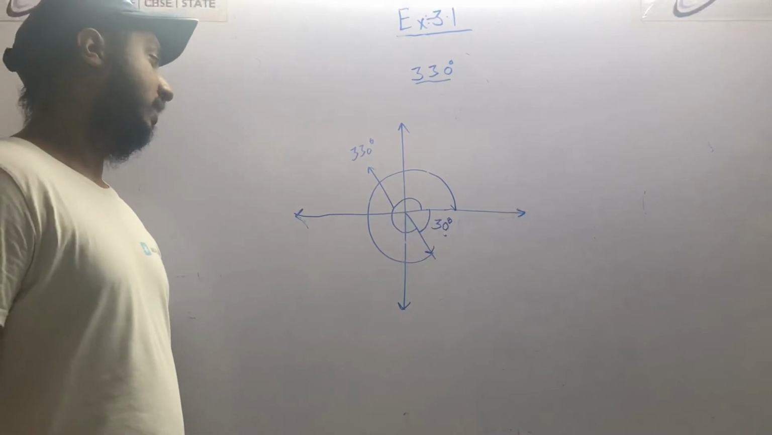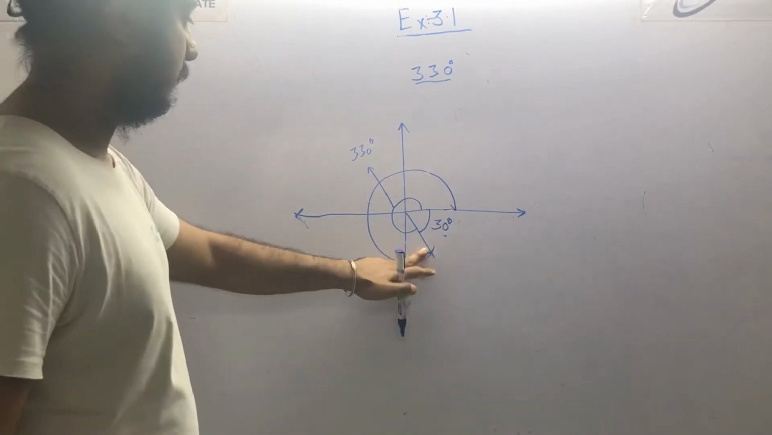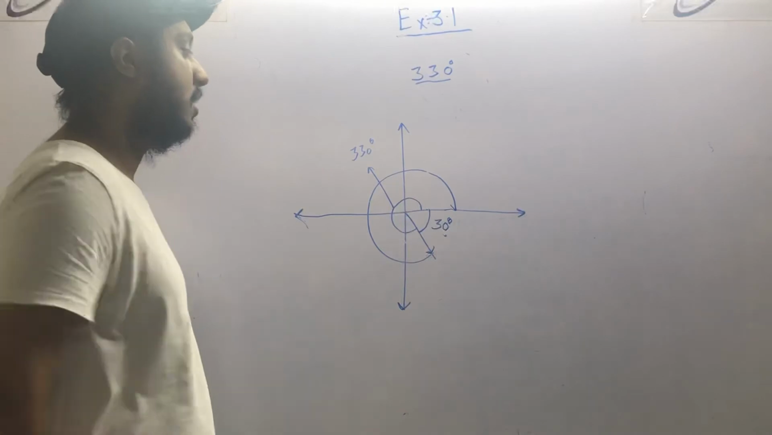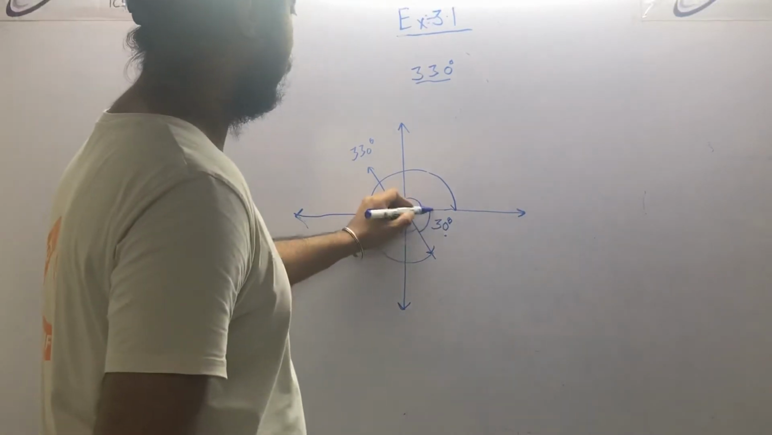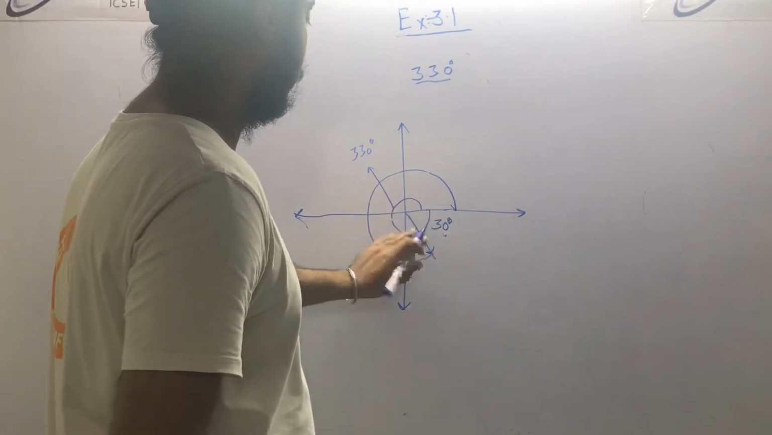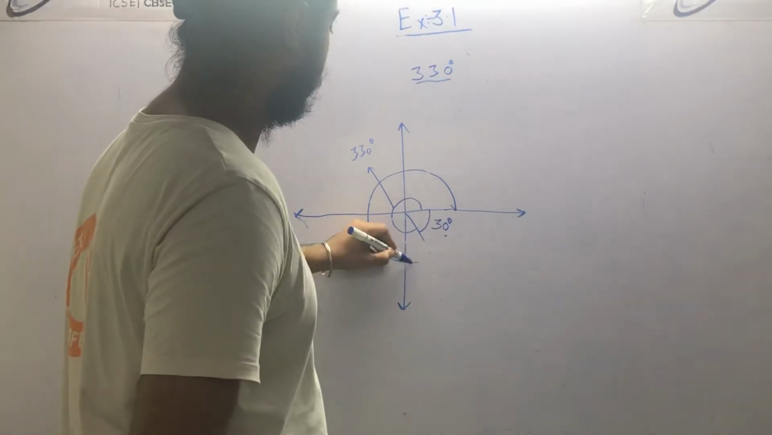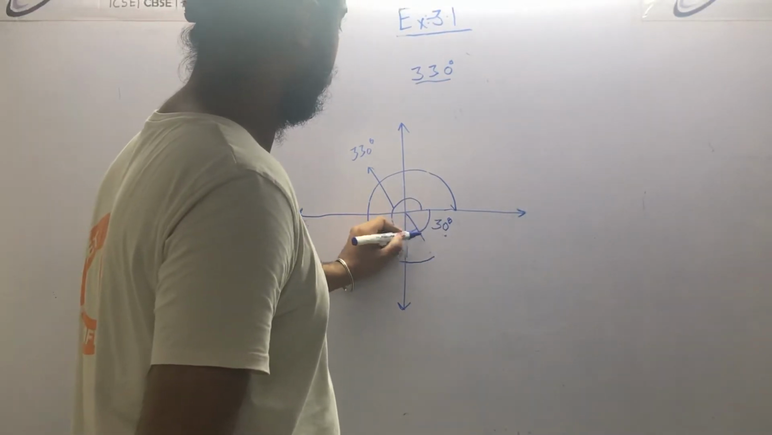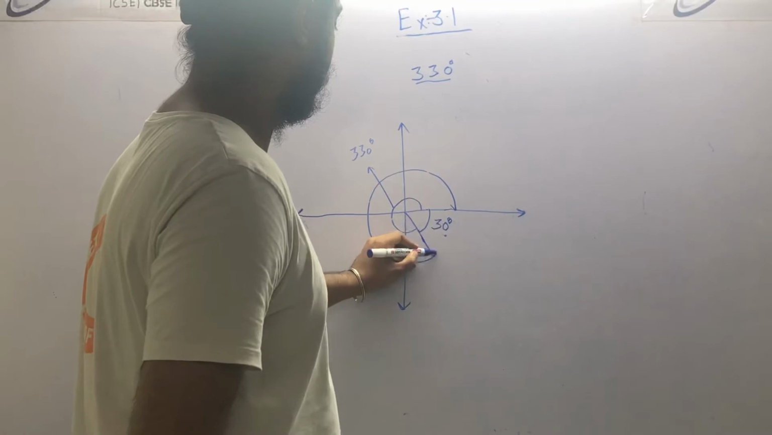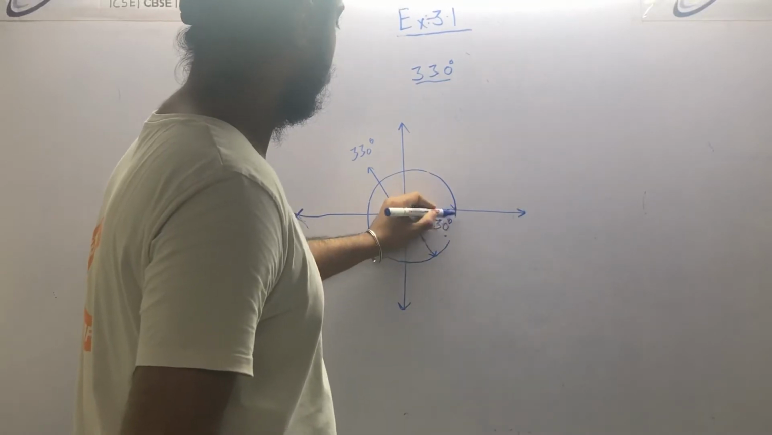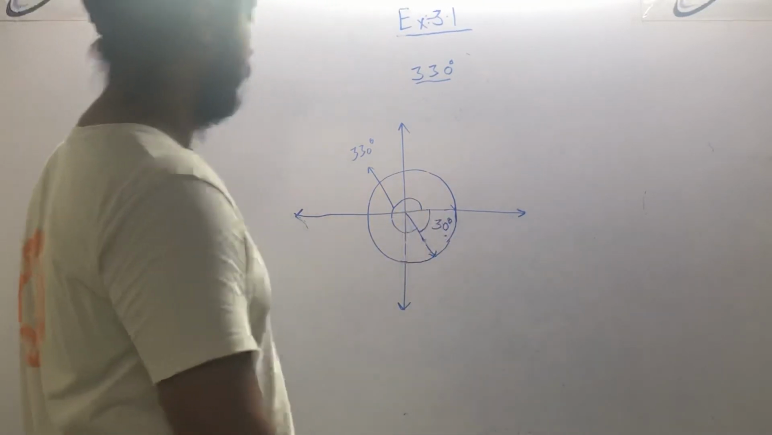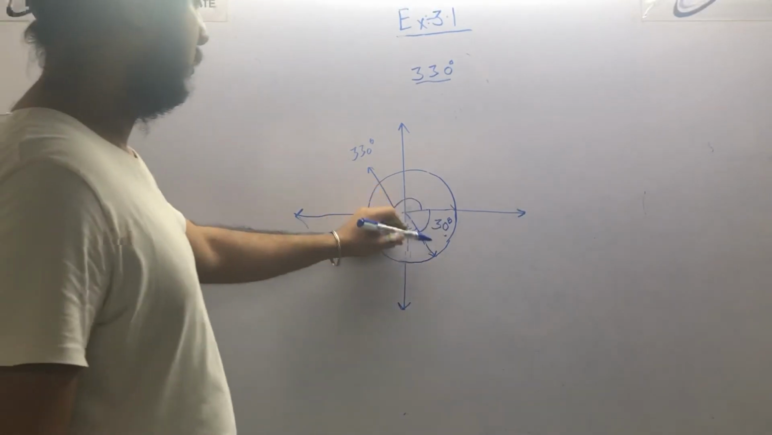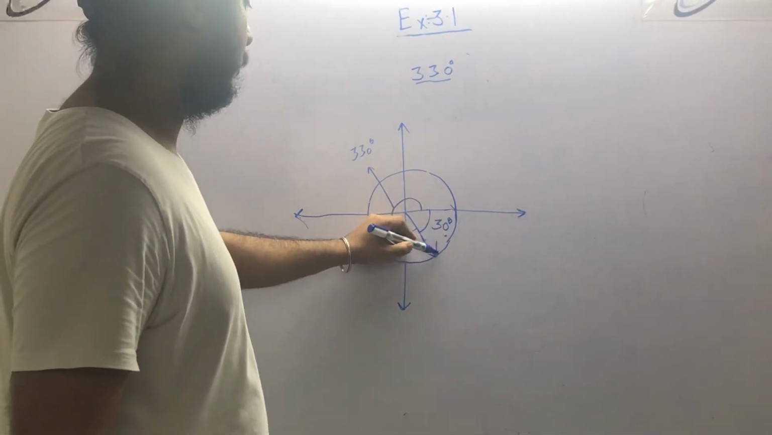Now this is 30 degrees. Now you will make a triangle as I showed you earlier. This will be a triangle here. So you will simply drop a perpendicular.